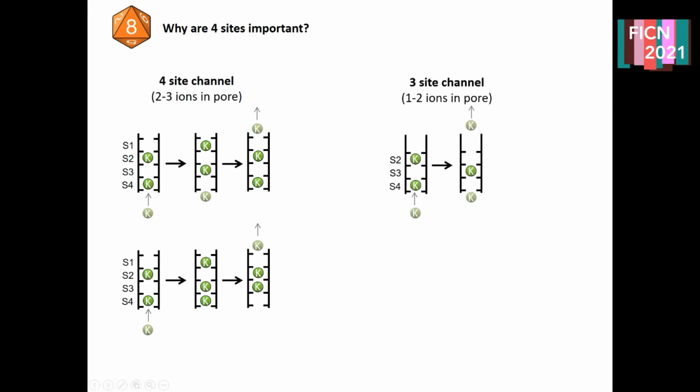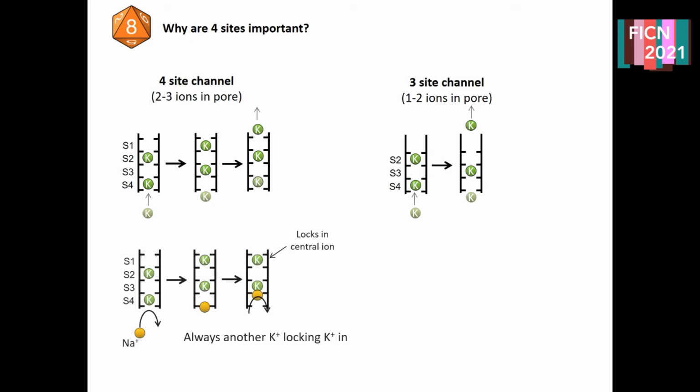In a 3-site channel, however, you're probably alternating between 1 and 2 potassium ions in the pore. You probably have 2 here and 1 here to get permeation, conduction. Why is that important for selectivity? Well, I think it's this. If sodium tries to pass through a 4-site channel, it's going to find either 2 or 3 potassium ions in the way.